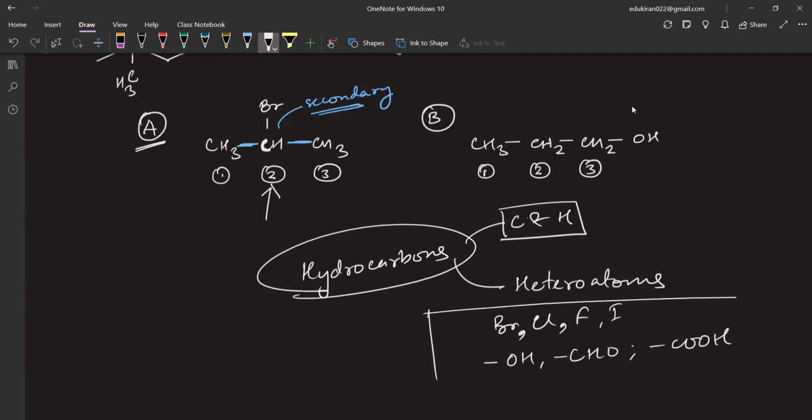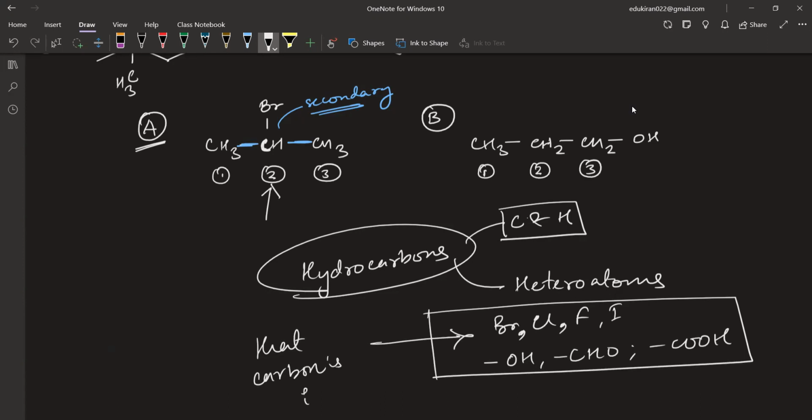So whatever groups are attached, that carbon becomes important. If these are attached on any of the carbon atoms, that carbon becomes important. Is this clear? Yes or no? Please tell me. Because alkanes are very neutral, they don't react. They are unreactive. But if you have any particular group attached, then that carbon becomes reactive, and that carbon is important.